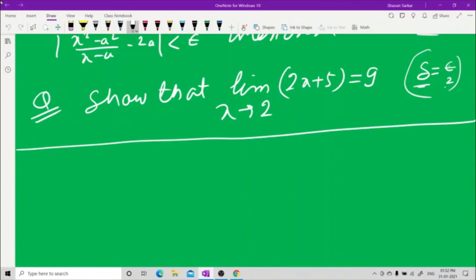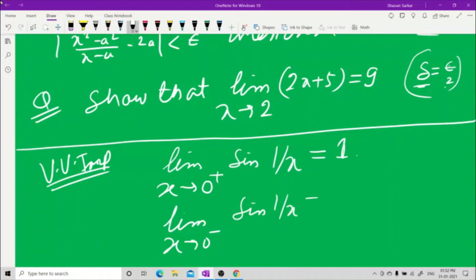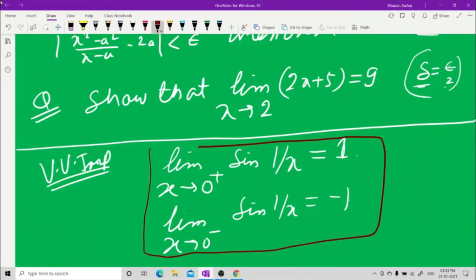Now come to another situation. Before I start, let me tell you a very, very important concept. Remember, limit x tending to 0 plus sine 1 upon x is always plus 1, and limit x tending to 0 minus sine 1 upon x is equal to minus 1. This I may put in a proper color box. This is a very important concept and you need to keep it in mind.